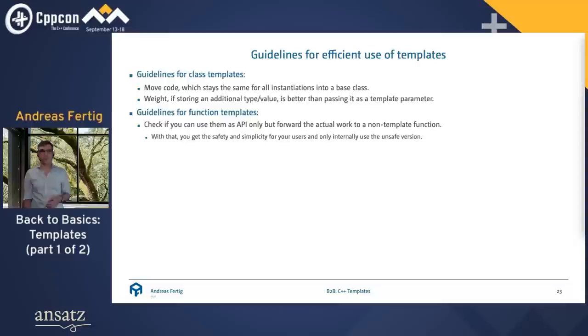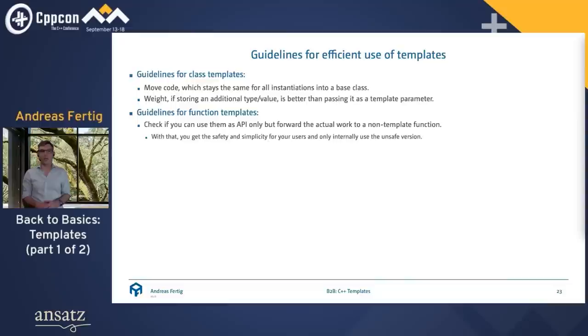And for function templates, we can say, check if we can use them as an API only, so the function template is only a wrapper which redirects to our internal non-template version, like in the send example where I call the POSIX write, to provide a user with a safe API with less to type and still have the benefits of not bloating the code so much because we are using internally a different version. So the layer of the template is very thin, the compiler probably inlines it, and everything is nice.